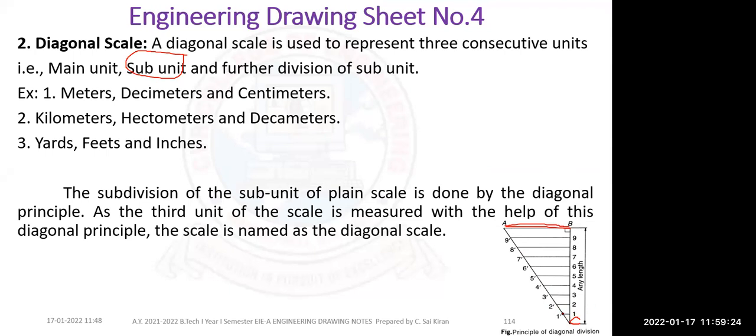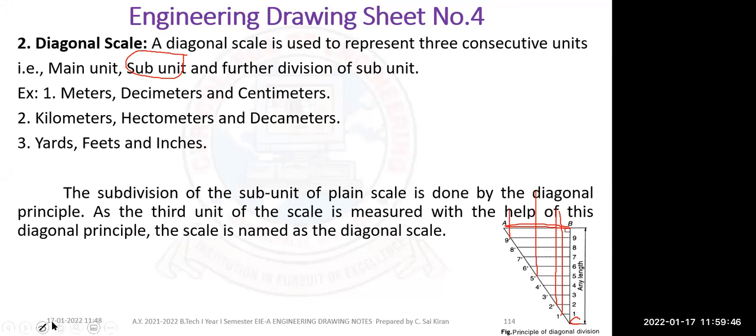Then I have to join this to 1 to 1 dash. And if I draw vertically, this distance is 0.1 AB. If I join this one, this distance is 0.2 of AB. Similarly, this distance is 0.9 of AB. Similarly, this distance is 0.5 of AB. You will get exactly half distance.